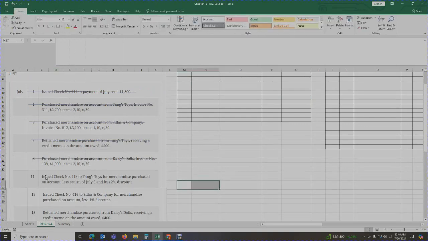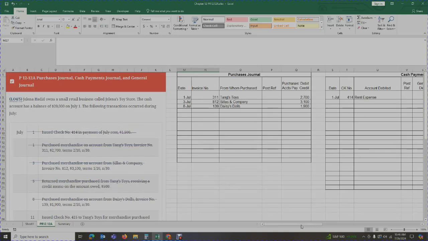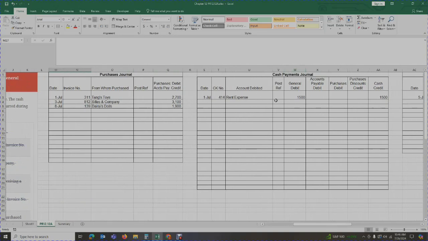On the 11th, we issued check number 415 to Tang's Toys for merchandise purchased on account, less the return of July 5th and less a 2% discount. So now we're going to make a payment. We are going to pay what we owe to Tang's Toys. If we make a payment, that is going to be under cash payments. This is happening on July the 11th, and we're paying with check number 415 to Tang's Toys.